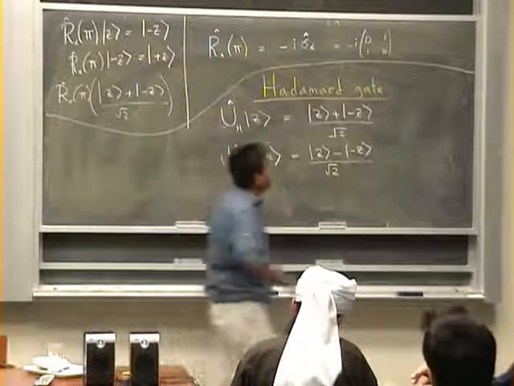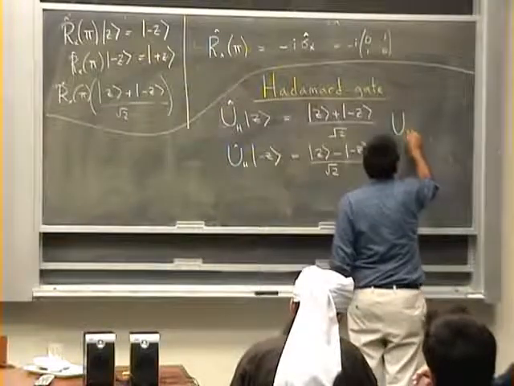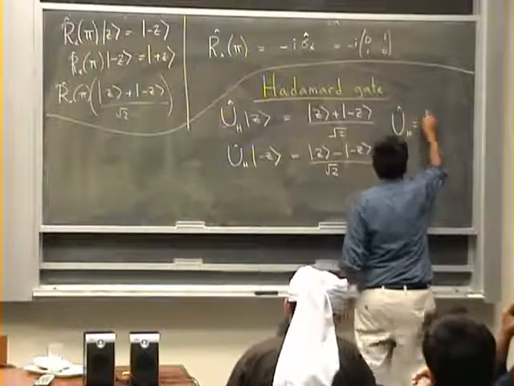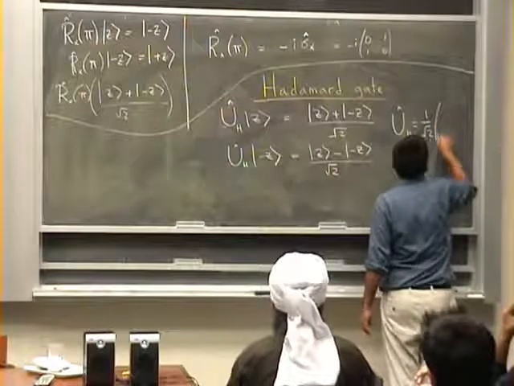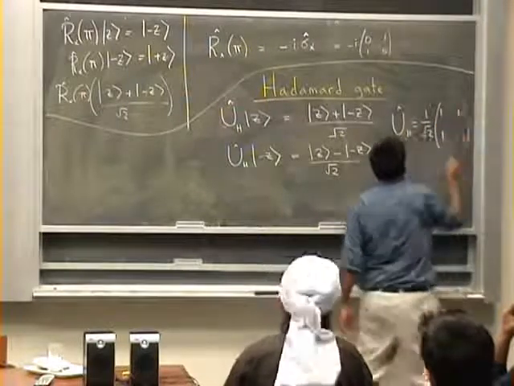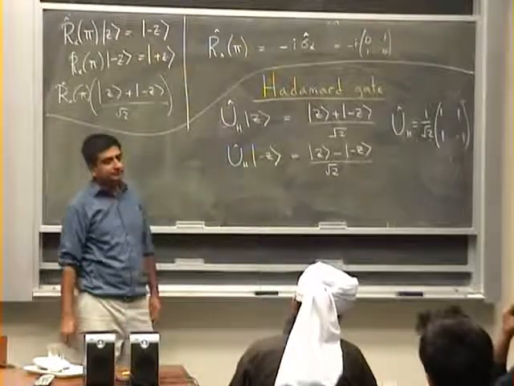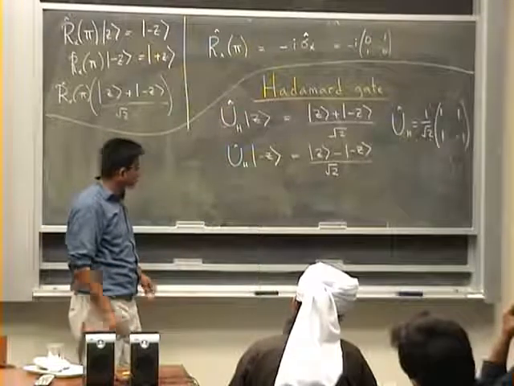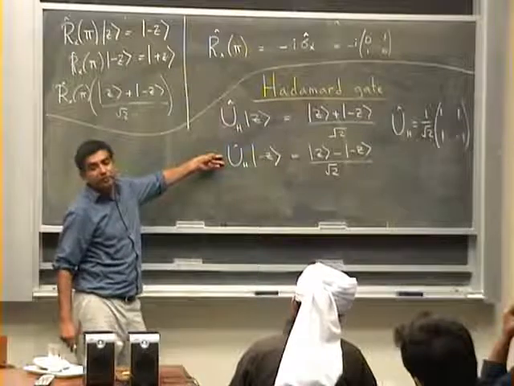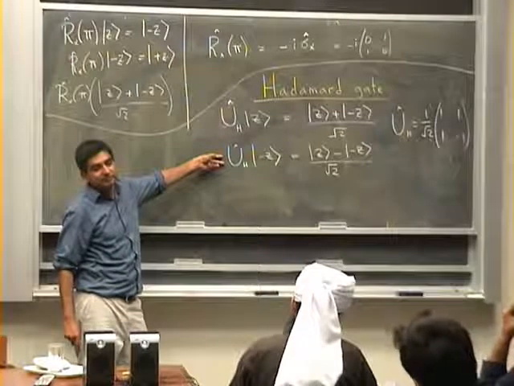So if you write its matrix form in the z basis, what do you get? 1, 1, 1, minus 1. Now this is our definition for a Hadamard gate.